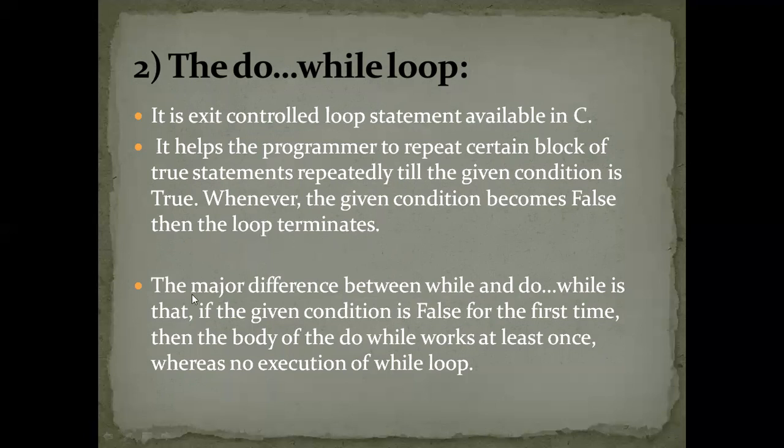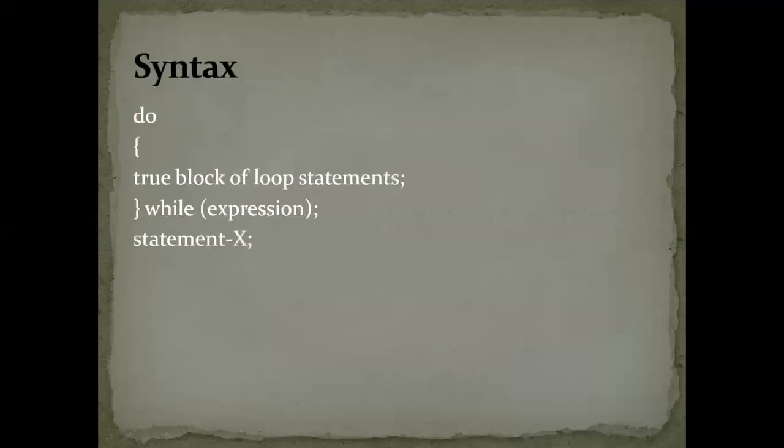Understood? Okay. So we have seen the while loop and the do while loop. What is the difference? The major difference between while and do while is that if the condition is false for the first time, pay attention, the body of the do while works at least once. Even though the condition is false, the body of the do while will work at least once, whereas there is no execution of the while loop. In the while loop, if the condition fails, it will not execute any of the statements. Understood? We'll see the syntax and example.